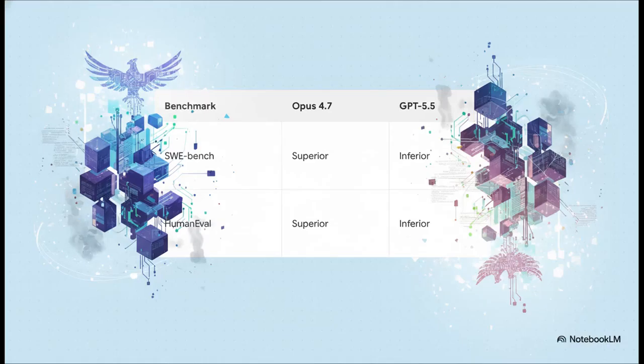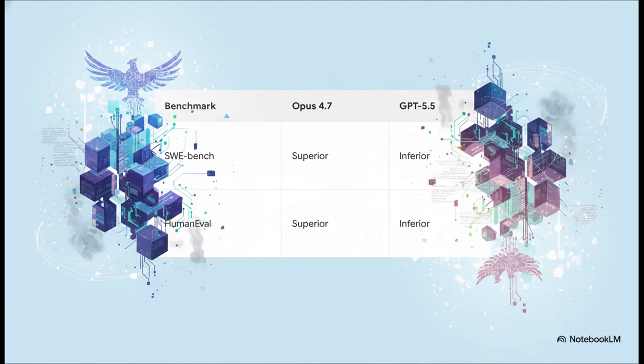All right, let's skip all the chat UI fluff for a minute and look strictly at the hard, objective developer data we've got from the latest leaked benchmark scripts. Looking at both the SWE bench and human eval metrics, Opus 4.7 is consistently outperforming GPT 5.5. And this is specifically true when it comes to zero-shot reasoning and complex coding reliability.